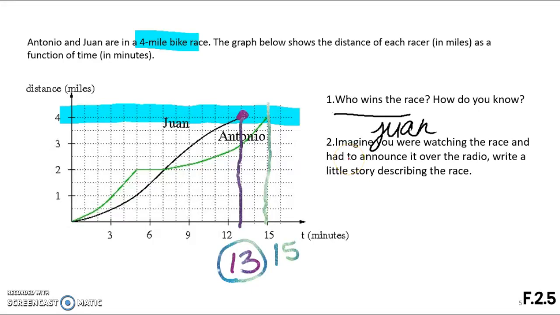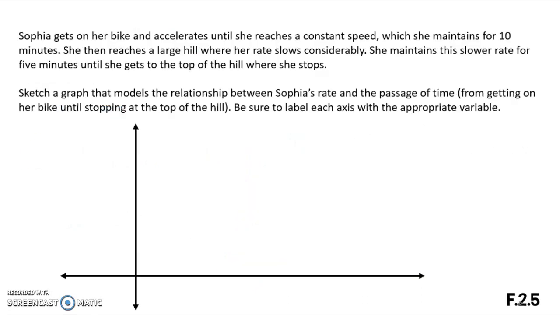Part 2 says, imagine you're watching this race and you had to announce it over the radio, write a little story to describe it. For instance, a story could be like, and they're off. Antonio has taken off, but oh no, he gets a flat tire and has to pause for a second. He's back in the race, but Juan has won. So when it asks you to describe a graph, it's asking you to figure out what's going on. Describe what you see. You'll see that in this next example.